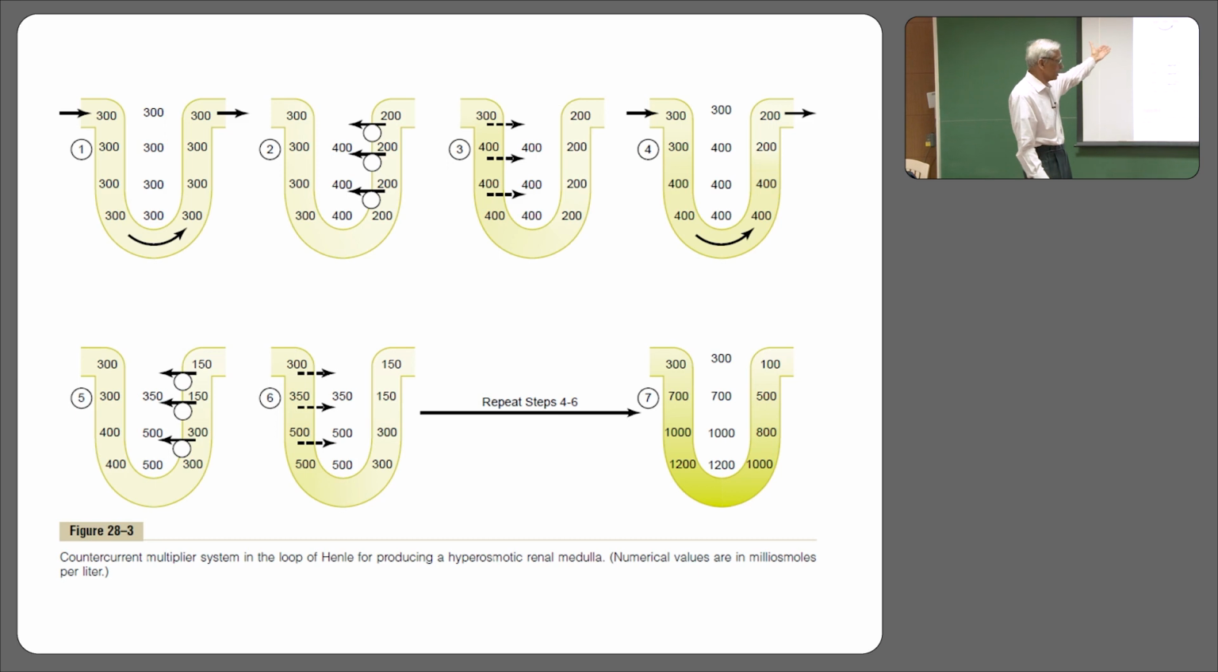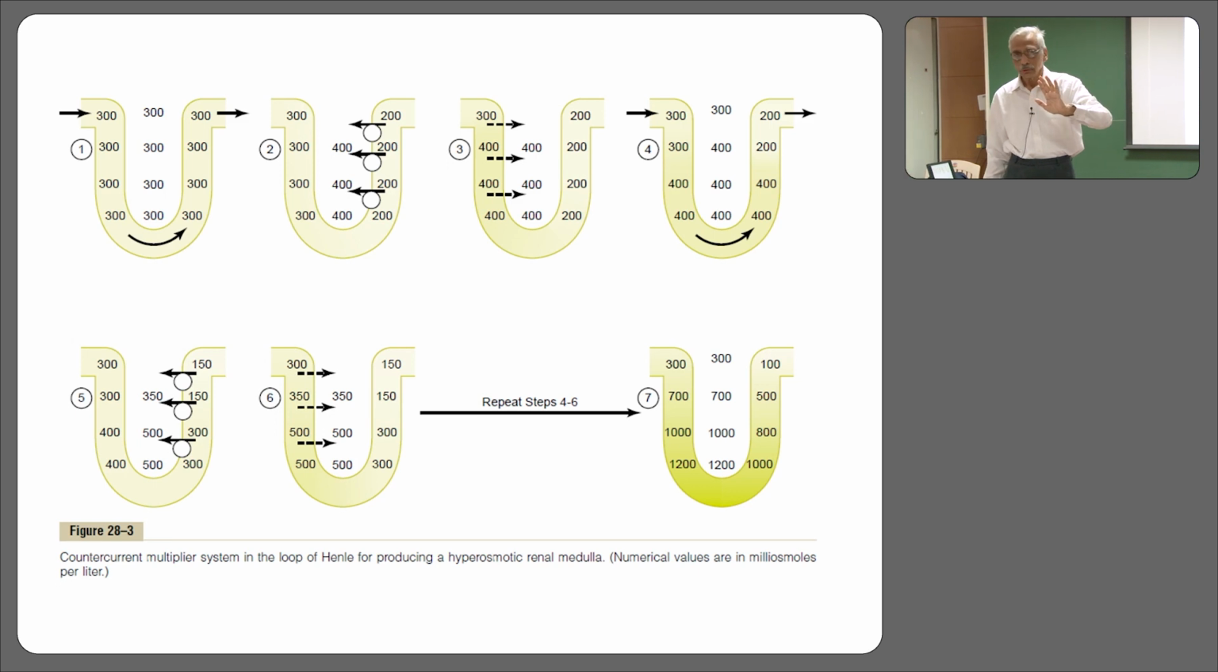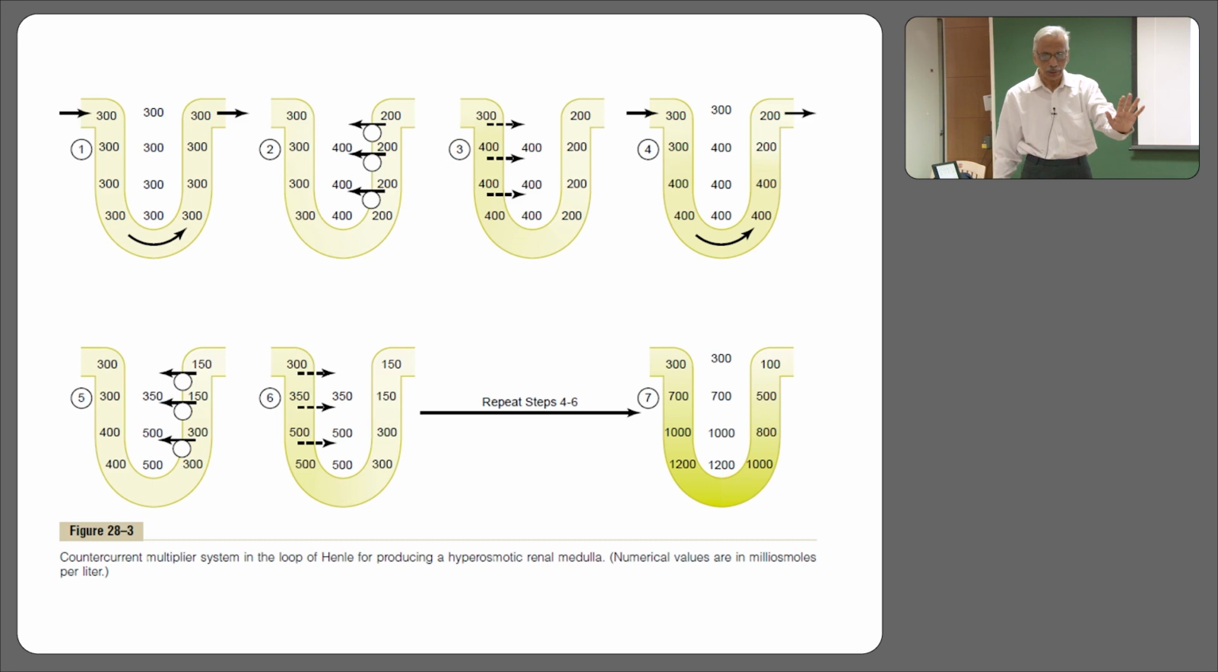So here you can understand there is a nephron. You can see the loop of Henle, and to begin with, what did we say? Let us presume that the fluid is at what osmotic value? 300 milliosmoles per liter everywhere.